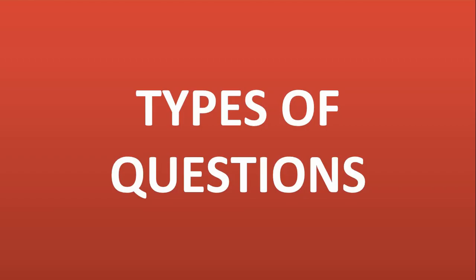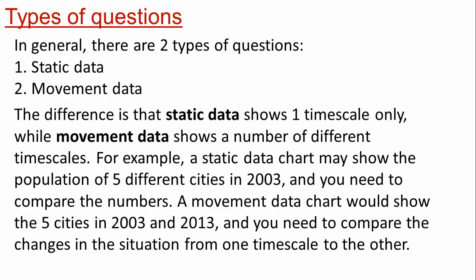Let's move on to types of questions. In general, there are 2 types of questions: static data and movement data. The difference is that static data shows one time scale only, while movement data shows a number of different time scales. For example, a static data chart may show the population of 5 different cities in 2003, and you need to compare the numbers. A movement data chart would show the 5 cities in 2003 and 2013, and you need to compare the changes in the situation from one time scale to the other.